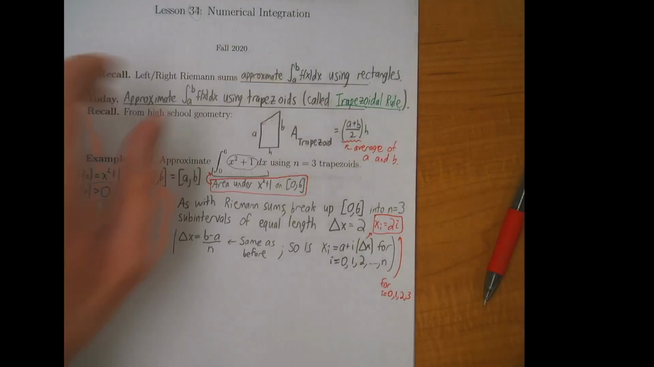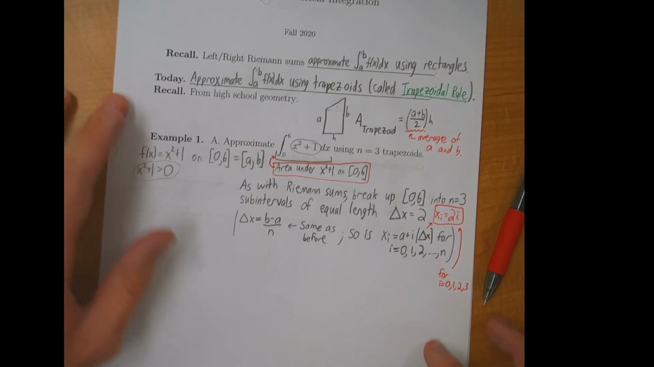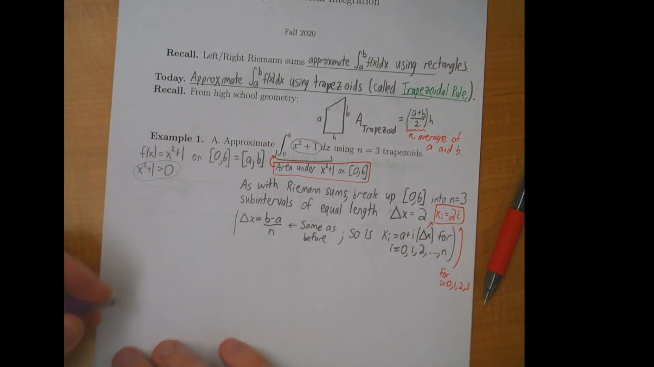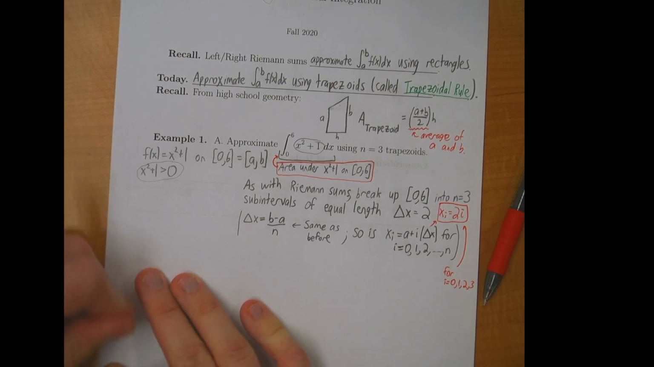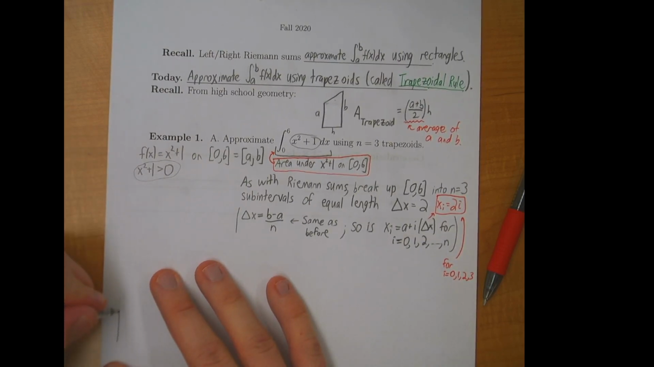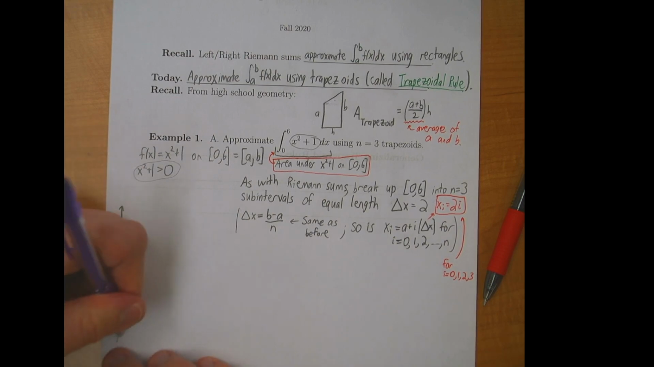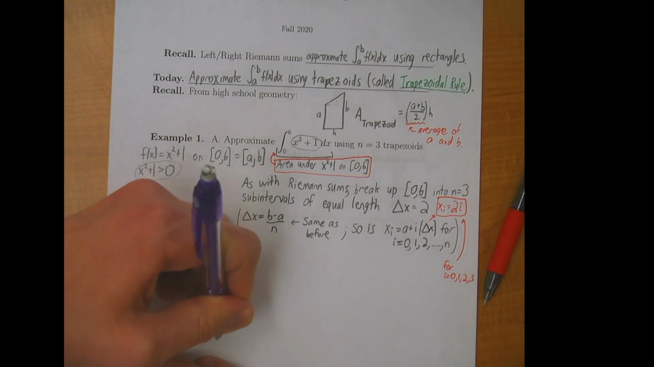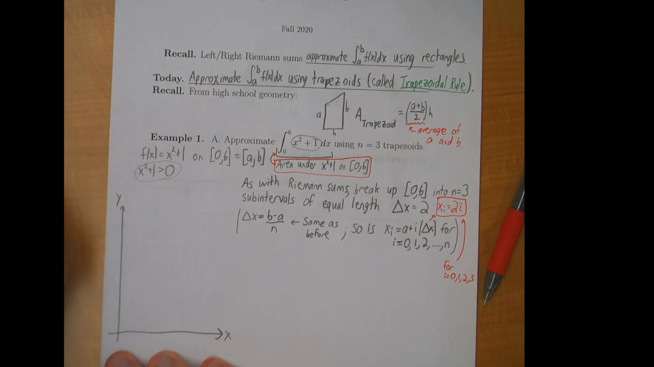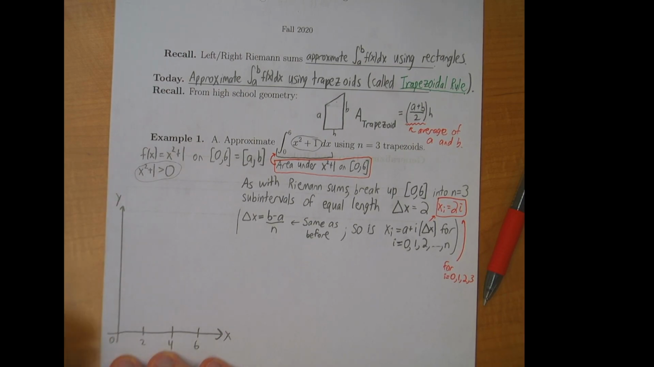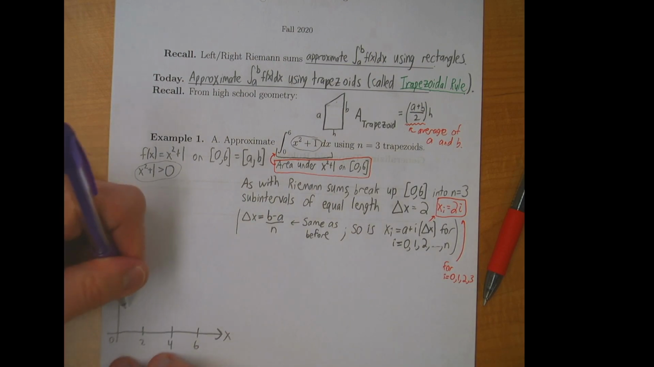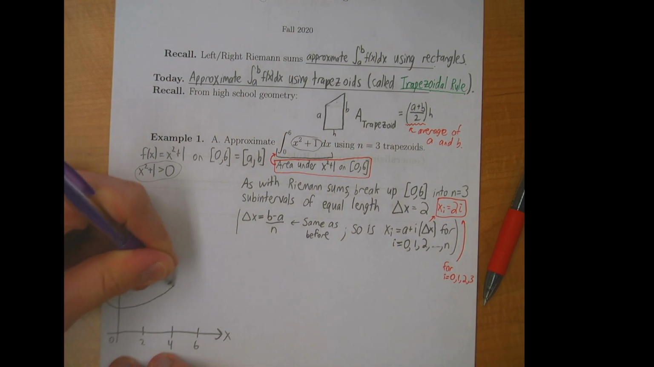So to see how we get these trapezoidal approximations, let's go ahead and draw our graph. Here's x, here's y. Here's 0. We're going to put 6 right over here, so we'll put 2 right here, and then 4 right here. So our x squared plus 1 graph is going to look something like this.